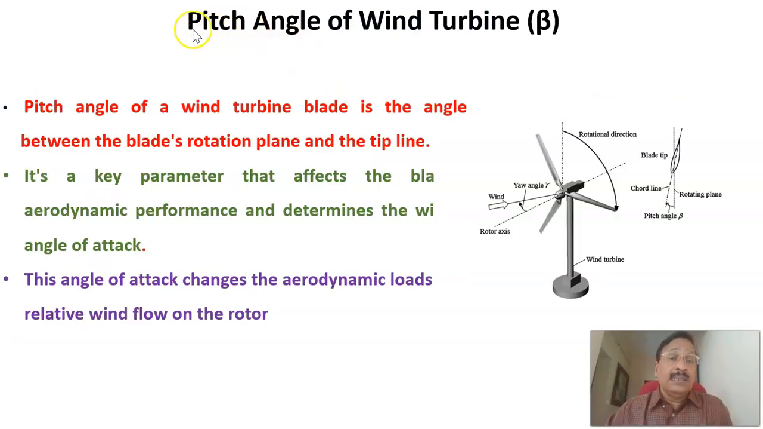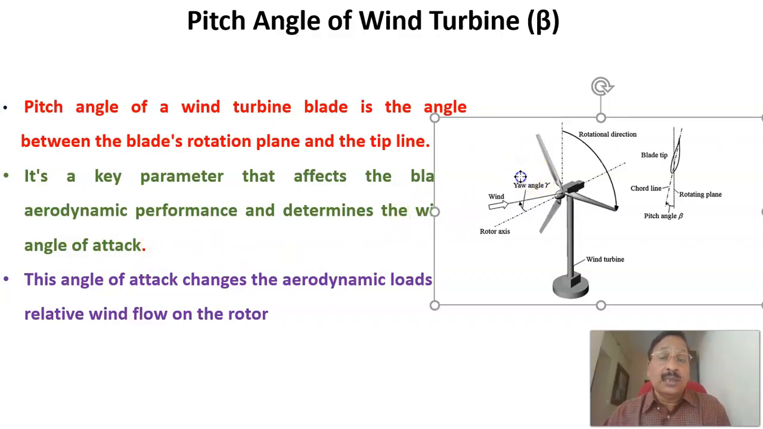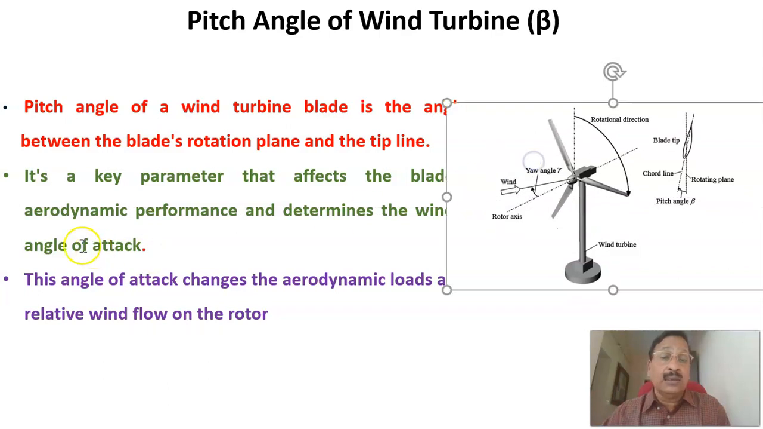Another parameter is the pitch angle of the wind turbine, represented by beta. The pitch angle of the wind turbine blade is the angle between the blade's rotation plane and the tip of the line. This angle is called the pitch angle. It is a key parameter that affects the blade's aerodynamic performance and determines the wind angle of attack.